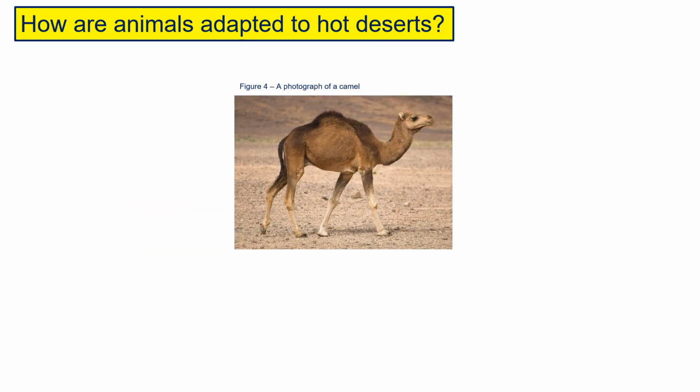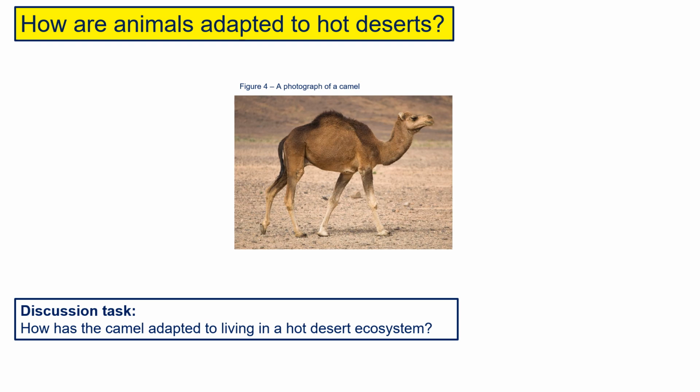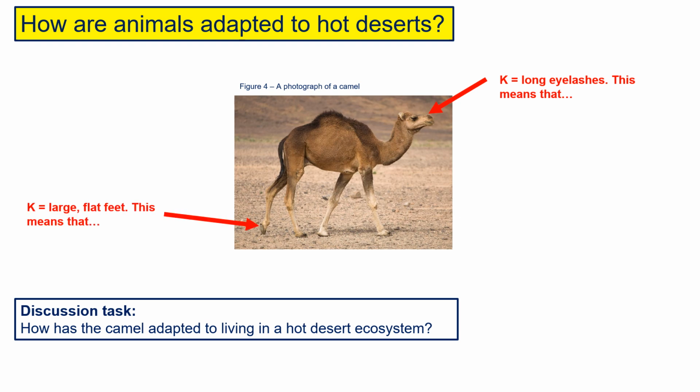We also have animal adaptations. This is a camel. Camels have adapted to survive in the desert. They've got long, double eyelashes. This means the sand will not go in their eye, so therefore they can travel long distances. They've got large, flat feet. This means they've got grip and support for walking over uneven sand dunes, therefore they can travel long distances.